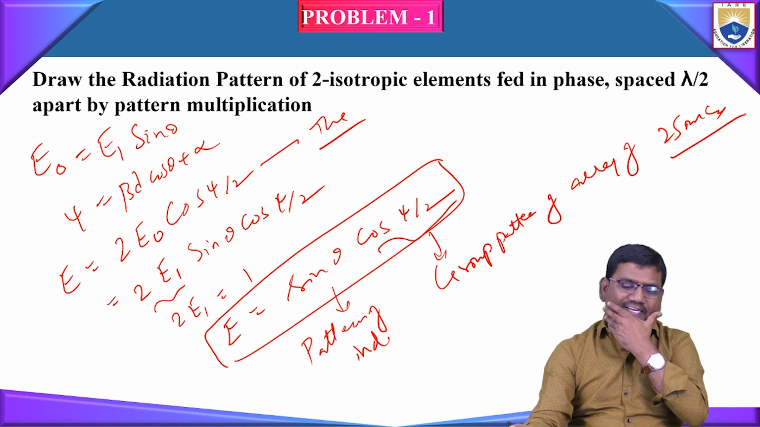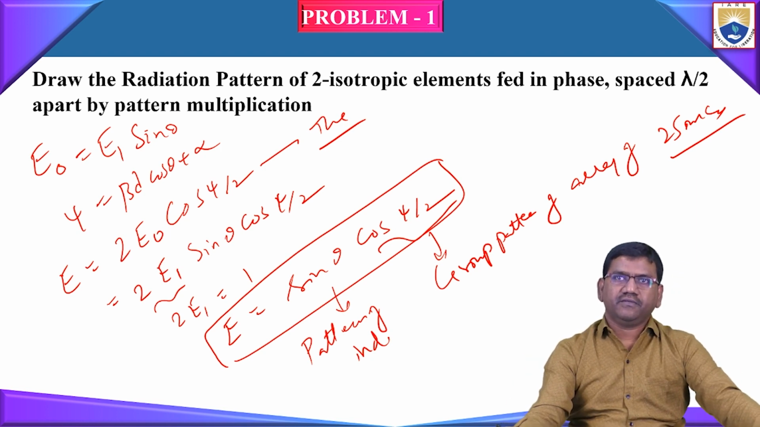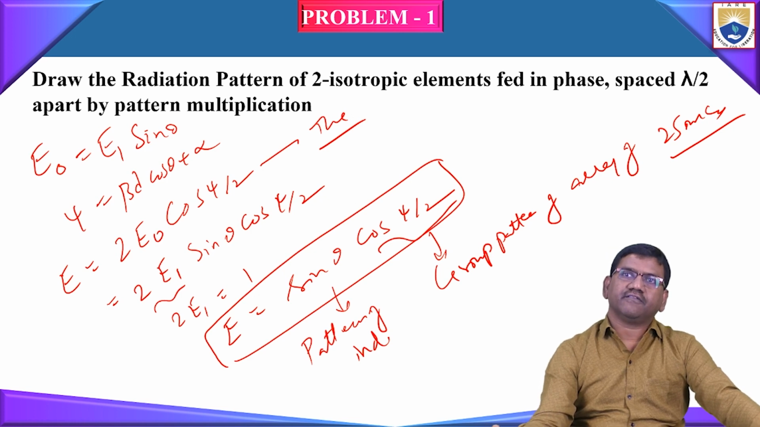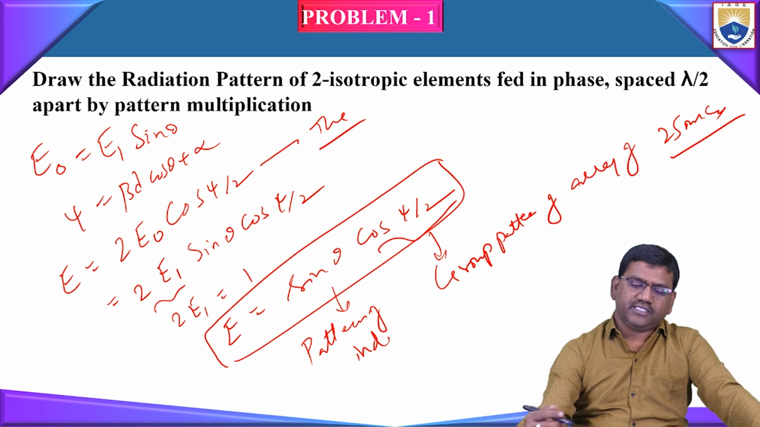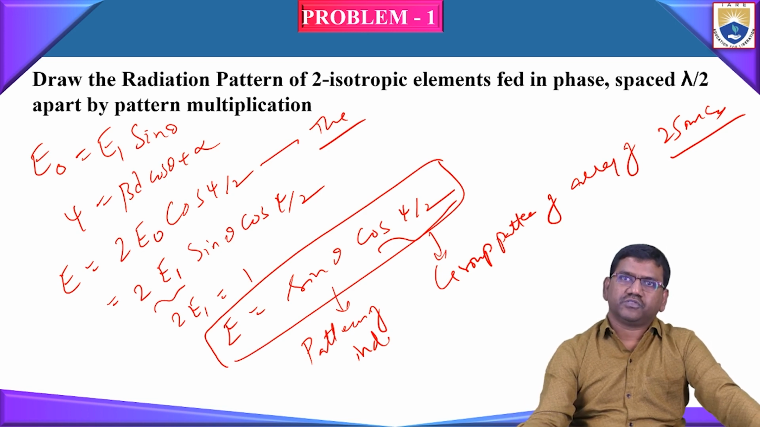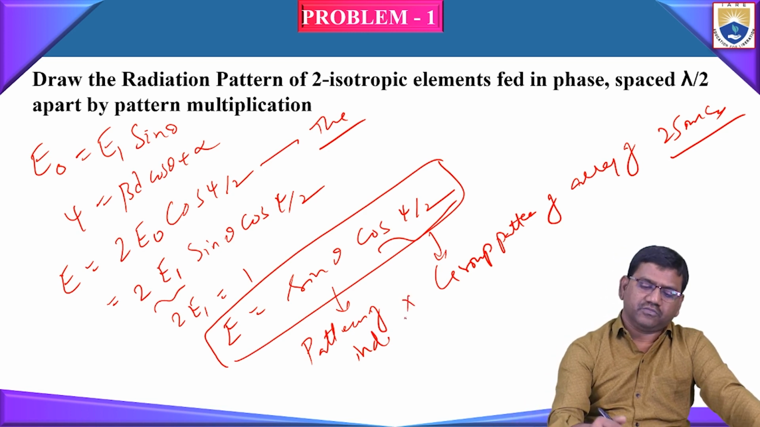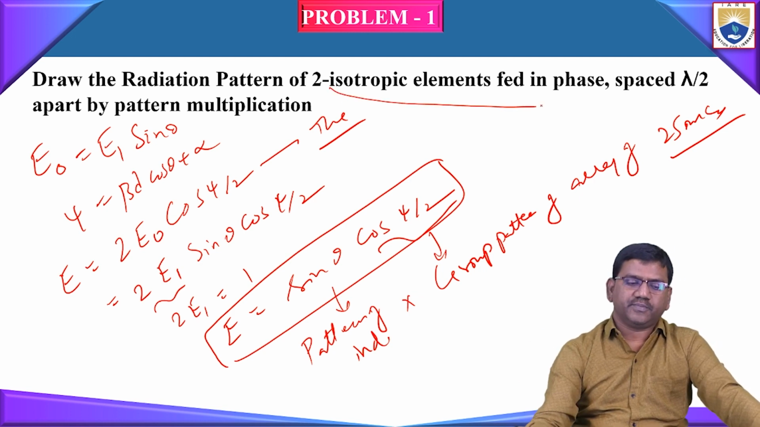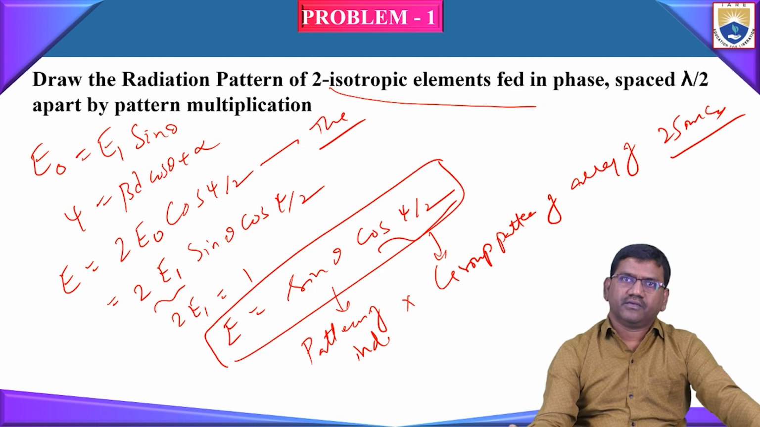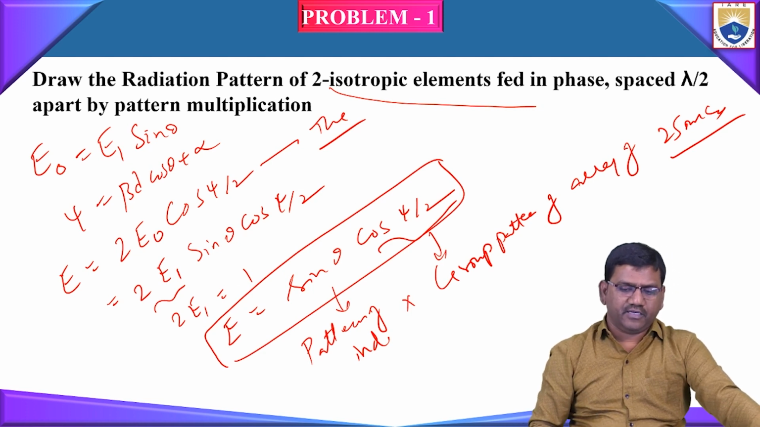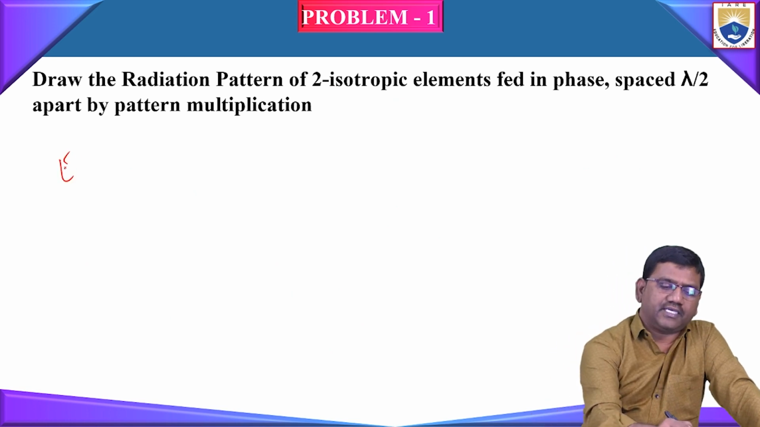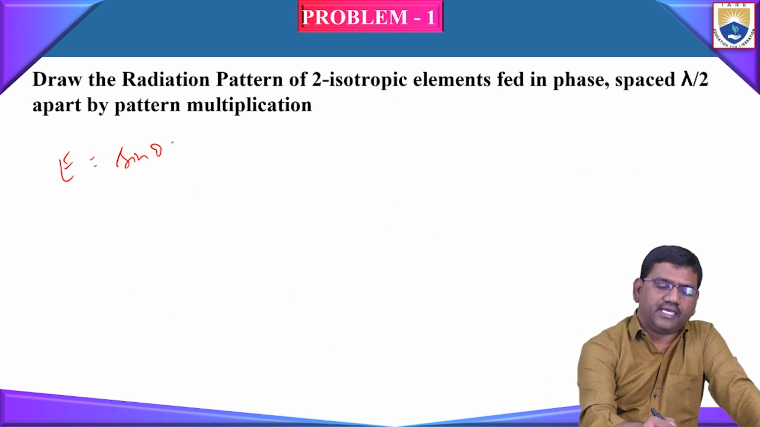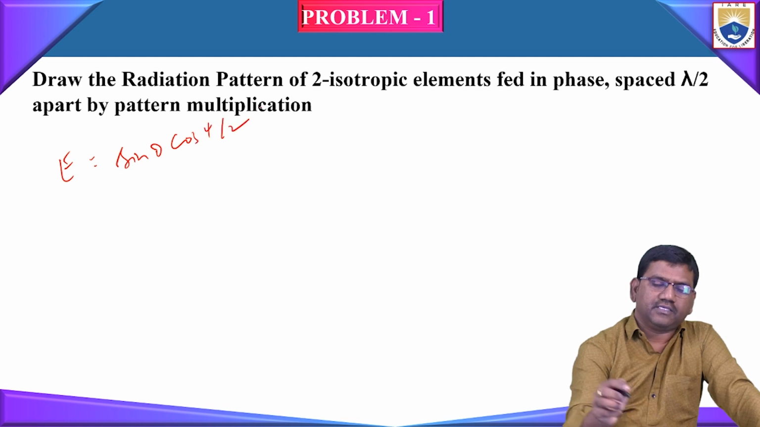So here you are getting E is equal to sin theta into cos psi by 2. There are two functions: sin theta is the pattern of the individual element, and cos psi by 2 is the group pattern of the array of two sources. Multiplying these two, we get the radiation pattern of two isotropic elements spaced lambda by 2 apart. So now let us apply the pattern multiplication here, where E is equal to sin theta cos psi by 2.